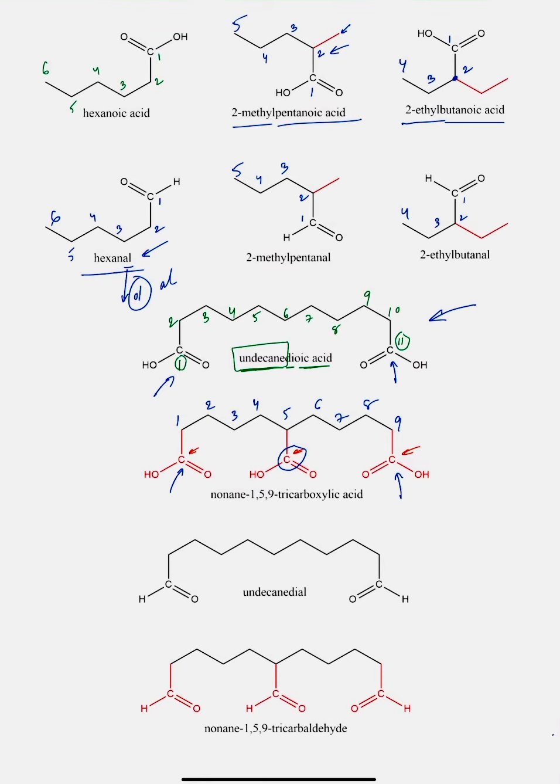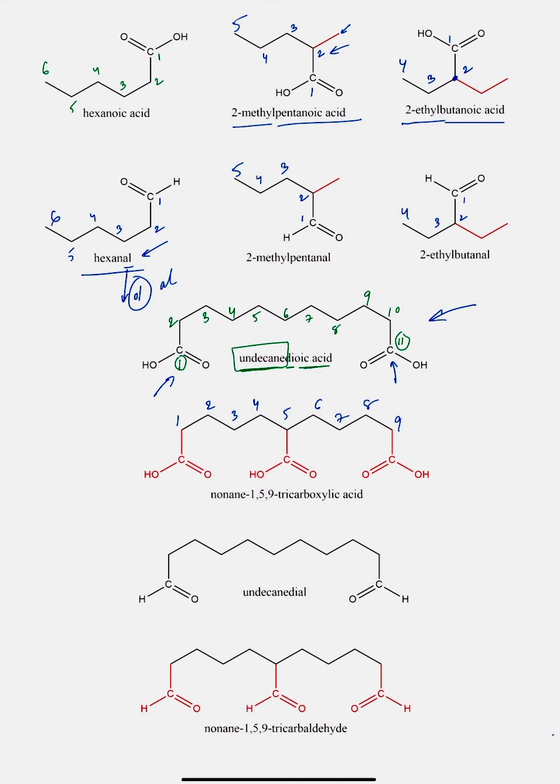So here, if I start numbering from here and end it here, I'll miss this. Or if I start numbering from here and end it here, I will miss this. So either way, I will have to miss one of the carbonyl carbons if I start giving them numbers. So rather than that, they decided that if there are more than two COOH groups, you don't number the carbonyl carbons, you just number the carbon chain to which these COOH groups are attached.